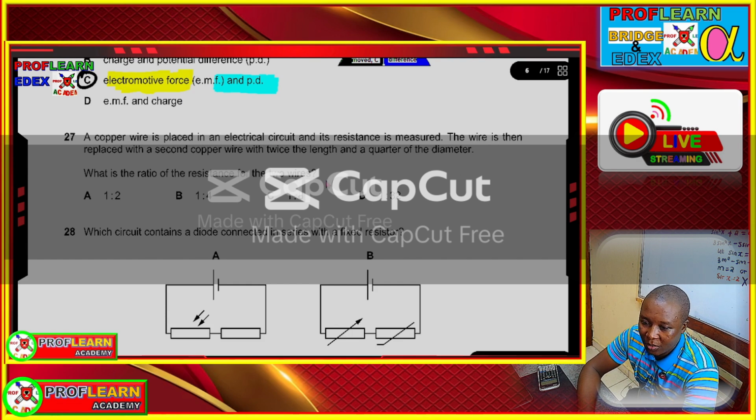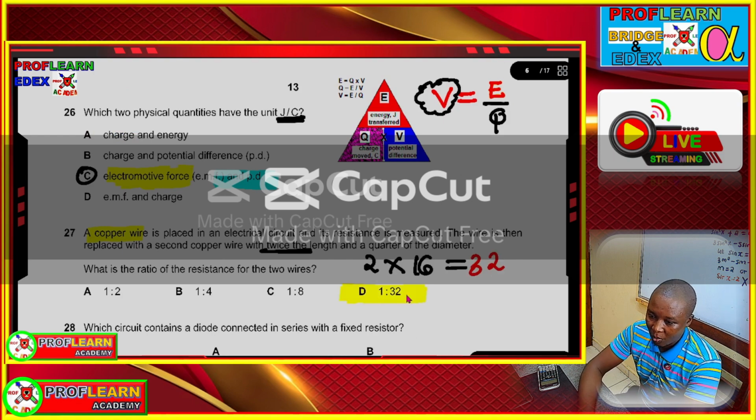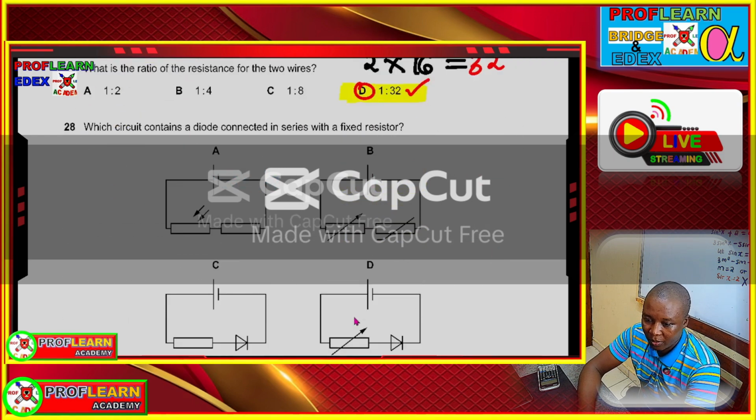Because the length of the copper wire is twice L, the resistance is going to be times 2, and then the diameter is a quarter, so we say a quarter squared, which is 1/16. Then the resistance is going to be times 16 in that case. So we are going to have it as 1:32.